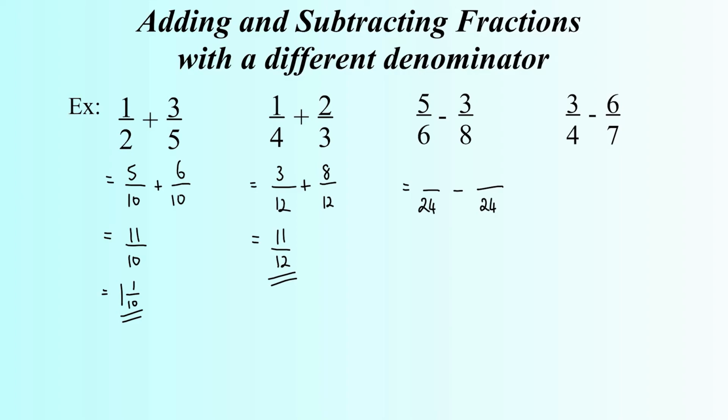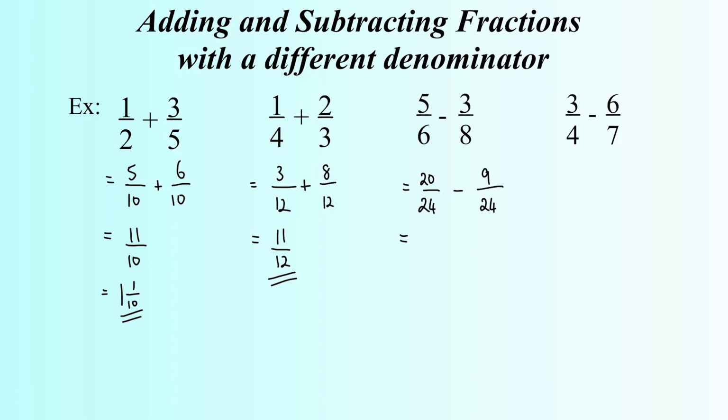Now, we look at the first fraction. We multiplied 6 times 4, so multiply the first fraction by 4. 5 4s are 20. The second fraction we've only multiplied by 3 to get from 8 to 24. 3 3s, so 8 3s are 24, 3 3s are 9. And those are our equivalent fractions.